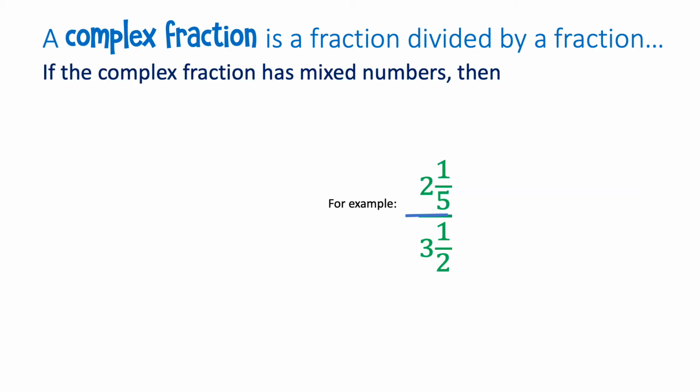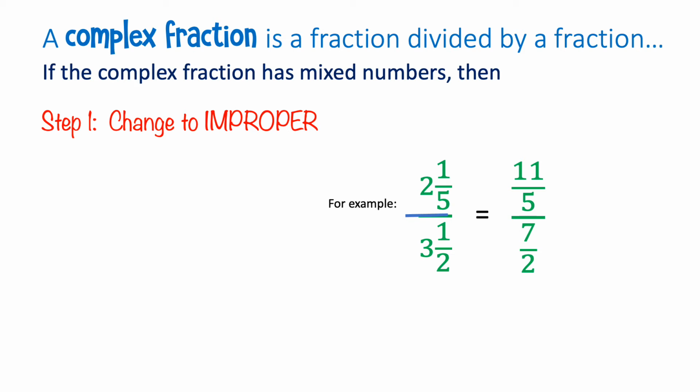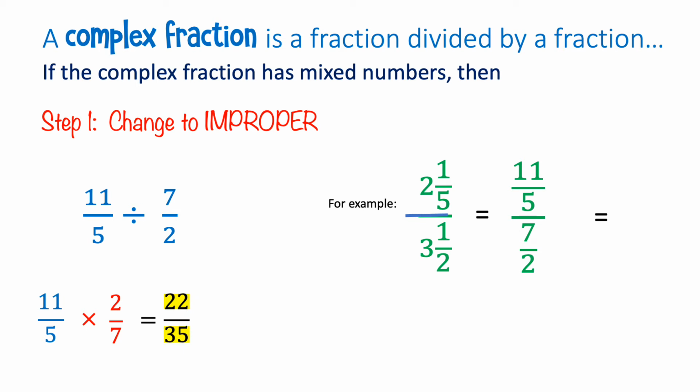If the complex fraction has mixed numbers such as this, then the first step is going to be to change each of these mixed numbers into improper fractions because we're going to need to divide. This says 2 1/5 divided by 3 1/2. So we change 2 1/5 to 2 times 5 is 10 plus 1, 11/5. And the denominator becomes 7/2. Next, we write this as a division problem. 11/5 divided by 7/2. After we've changed it to improper, now we can keep, change, flip. And now we're going to multiply across and we get 22 over 35.